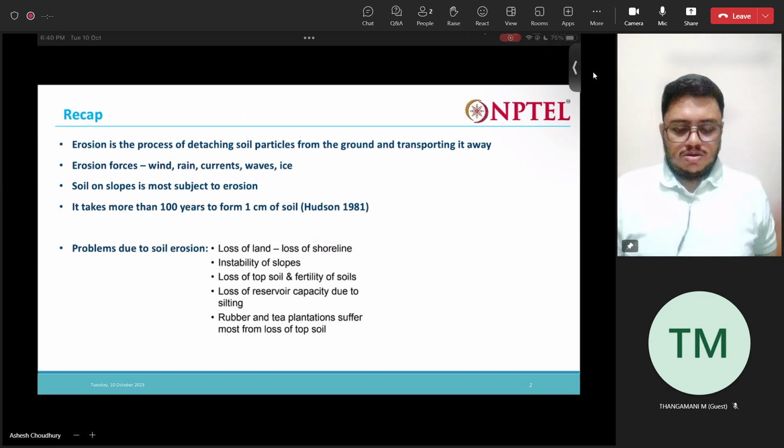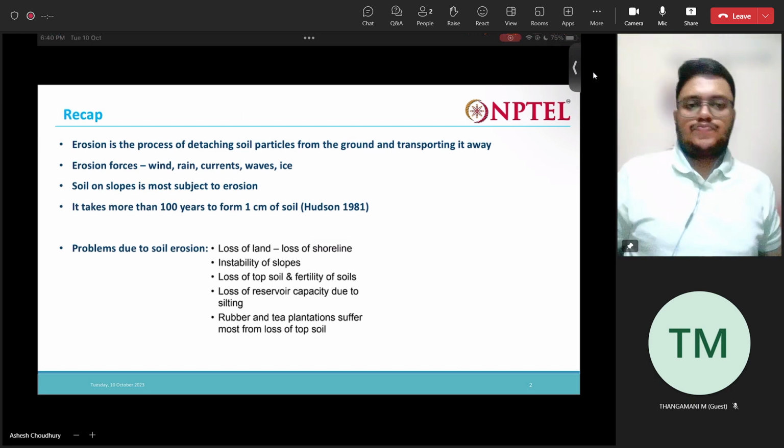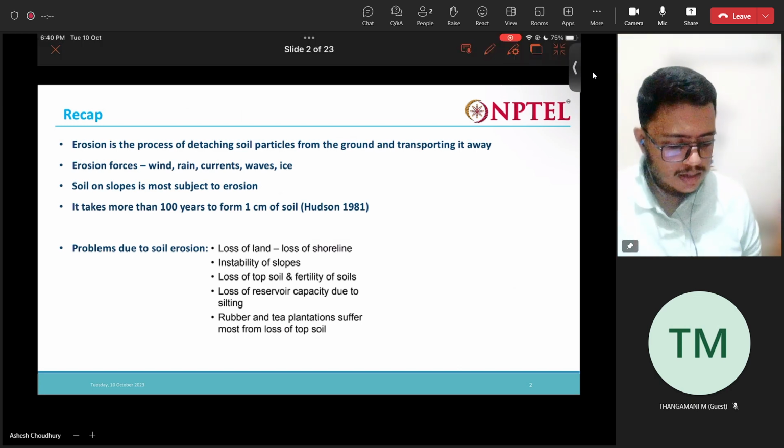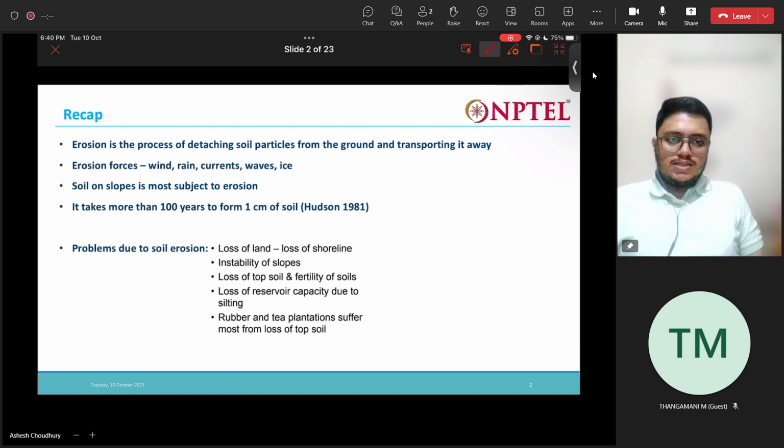So what is erosion? Erosion is nothing but the process of detaching soil particles from the ground and transporting them away. Due to wind, due to rain, due to waves, there can be many agents. Due to that, soil particles get detached from their native position and get transported away, right? So what are the places susceptible to erosion? Slopes, right? Slopes are frequented with erosions. Due to rain, what happens?